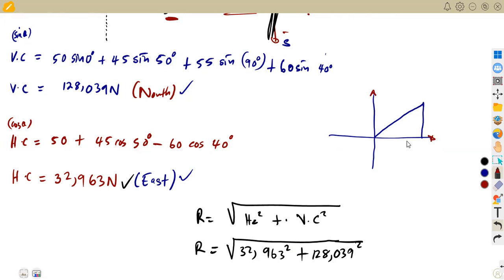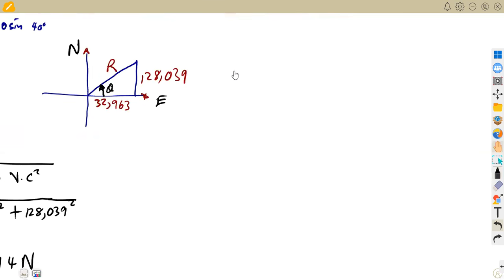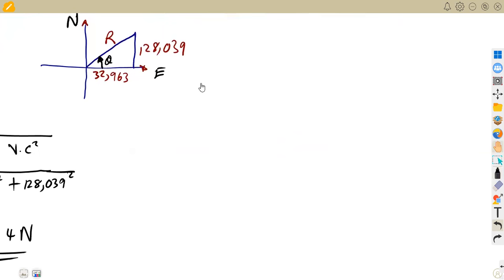So this is our east side, which is the horizontal of 32,963. The vertical component, which is going up, which is 128,039. This is your resultant. So the theta, which is the direction, is the angle in between here, which is from the east going to the north. From the east side going to the north. So how do you calculate the theta now? Theta is direction. That one is now direction, but the magnitude we are fine. I'm just saying if we were to calculate the direction.